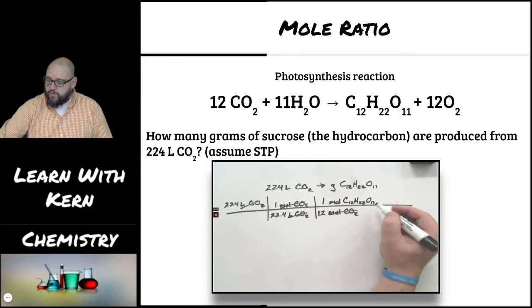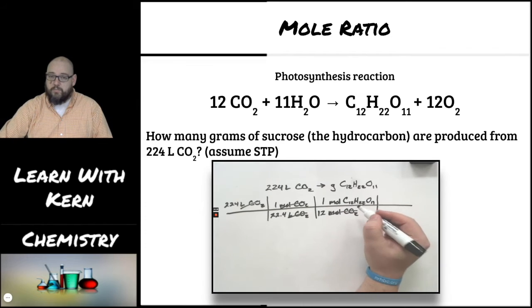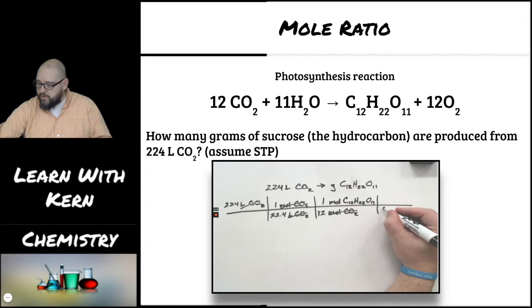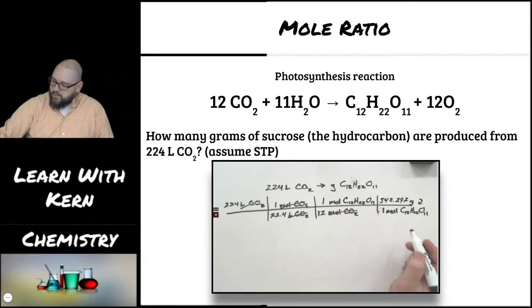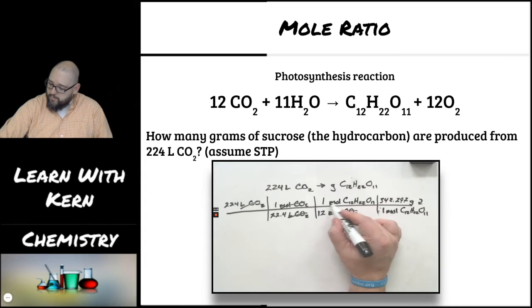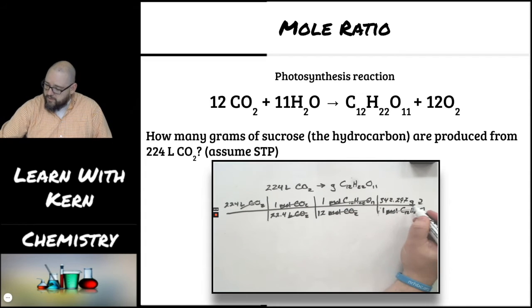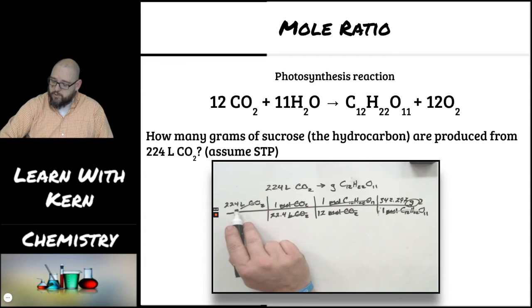I want grams of sucrose, so I have to convert from moles to grams. So if I have moles of sucrose here, I'm going to put 1 mole of sucrose, C12H22O11, and the molar mass of sucrose is 342.297 grams of sucrose. I'm not going to write it because I don't have room. Now you'll see that the moles of sucrose cancel and you're left with grams of sucrose, which is what the question wanted.